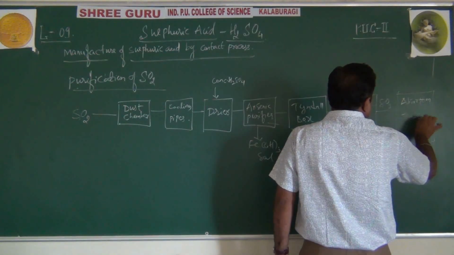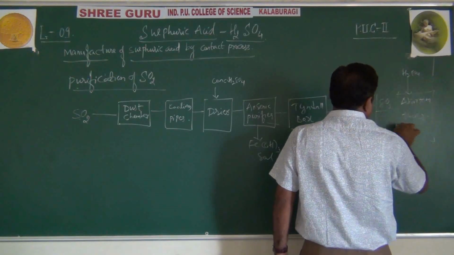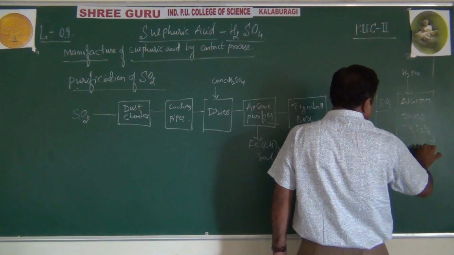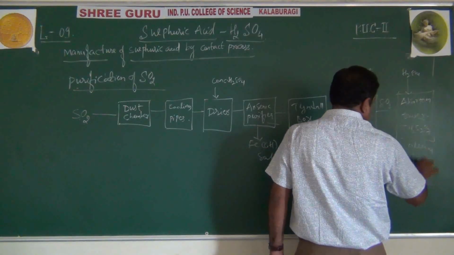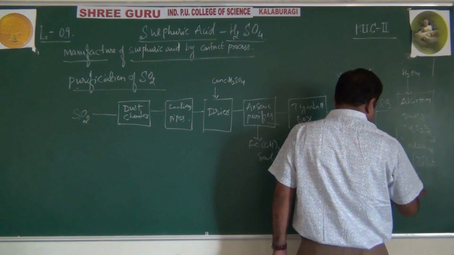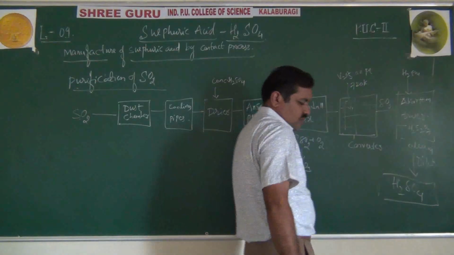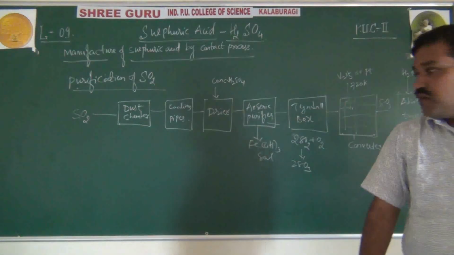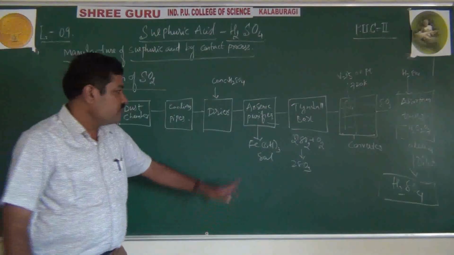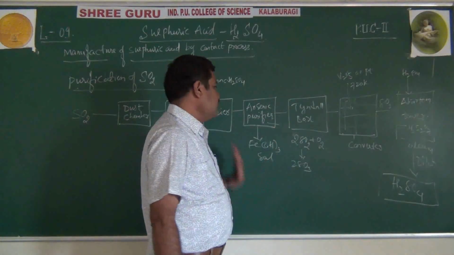What is that absorption tower? It is absorbed in H2SO4 to form what? Oleum, H2S2O7, that is oleum. And that oleum is diluted in water to get the desired concentration of sulfuric acid. This is actually the flow sheet diagram for purification up to here. Then the further process, I told you that I will once again explain.